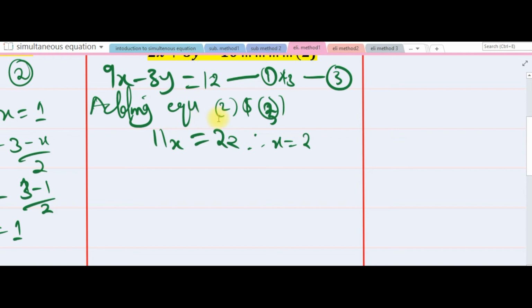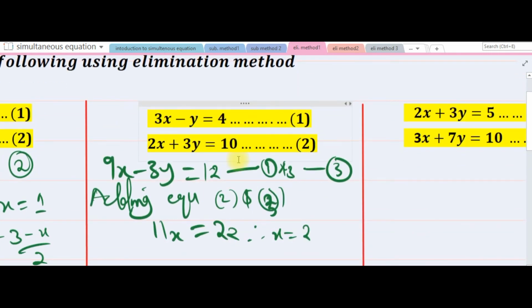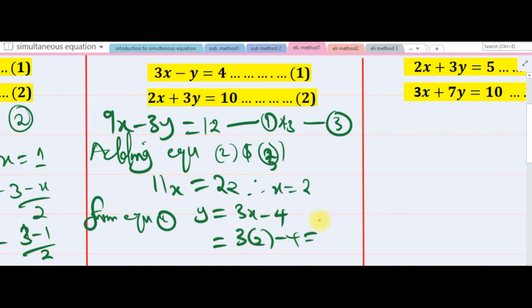So we now choose any of the equations. We better choose the original equation. So I will choose equation 1 because it's easier to solve for y here than here. So from equation 1, y is now 3x minus 4. We now substitute the value of x, which is 2: 3 times 2 minus 4. And 6 minus 4 is 2. So y and x are both 2.